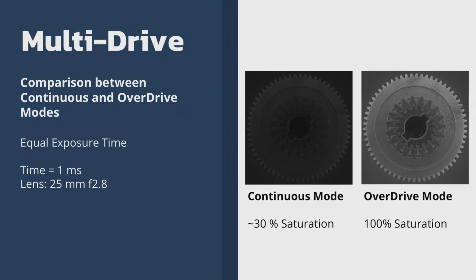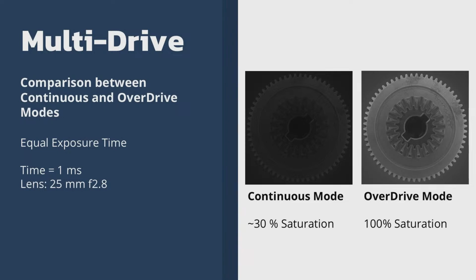So you're seeing the overdrive under these conditions and see that we can get a full normalized exposure. And what you're seeing is, if I didn't use the light in overdrive, then I would use it in continuous mode. And with continuous mode, I only get roughly 30% saturation like that image on the left, and it's going to be dark and shadowy.